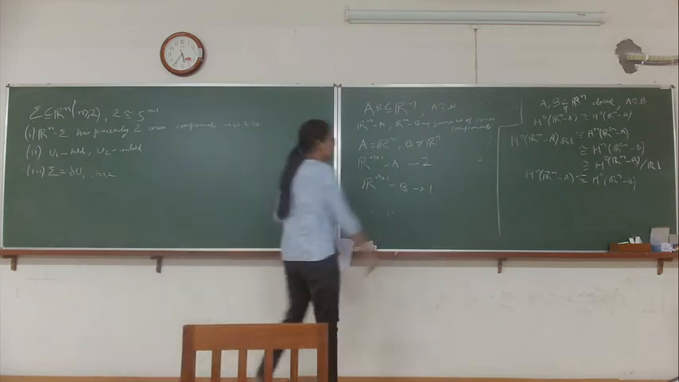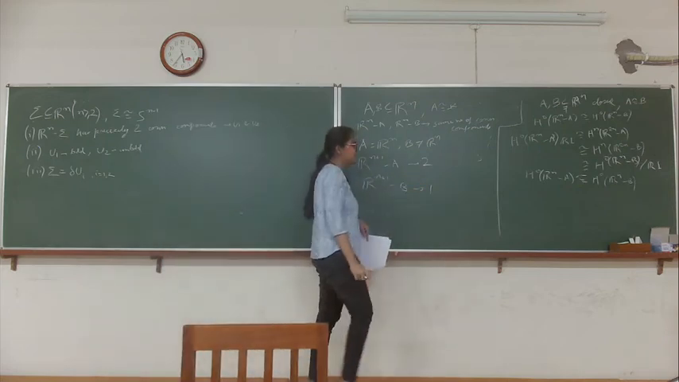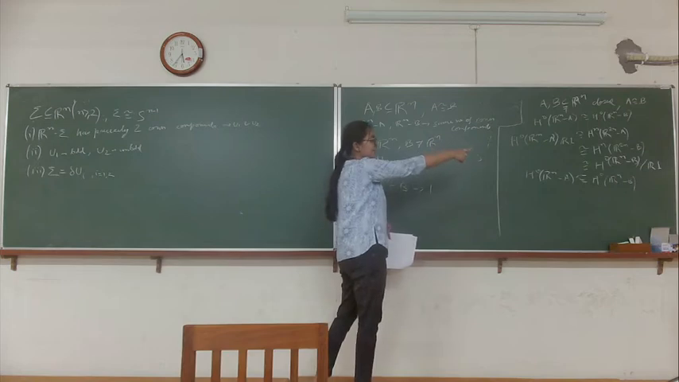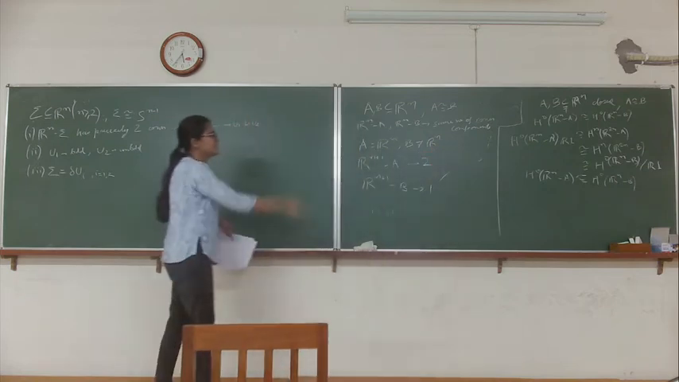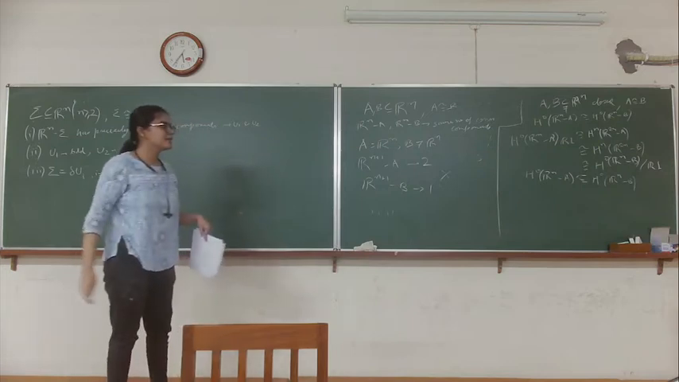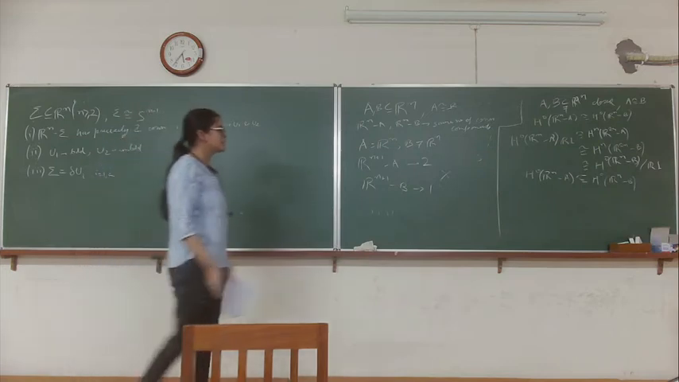So since these two have unequal numbers of connected components, it gives us a contradiction by that result, and this case cannot occur. So we only have that Rn minus A and Rn minus B have the same number of connected components, hence we are done.